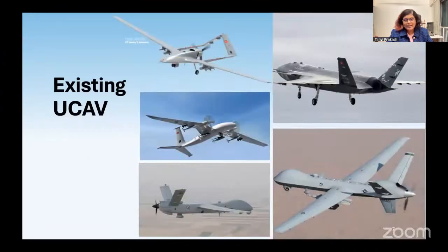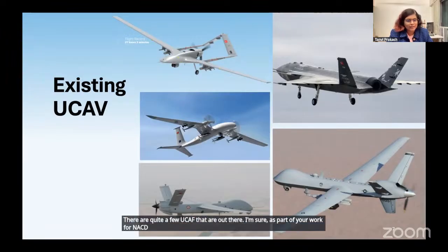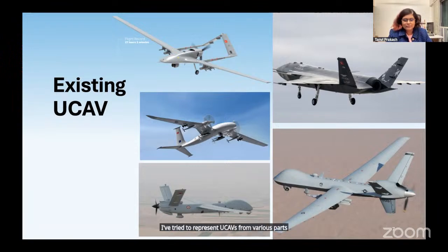There are quite a few UCAVs that are out there. I'm sure as part of your work for NACDeC, you have been looking around at what all UCAVs are there. I've tried to represent UCAVs from various parts of the world. The top three are from Turkey, and the bottom two are the Predator and the Reaper, the very well known and one of the oldest UCAVs that have been around.